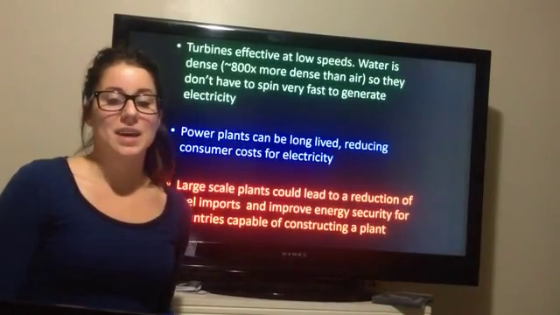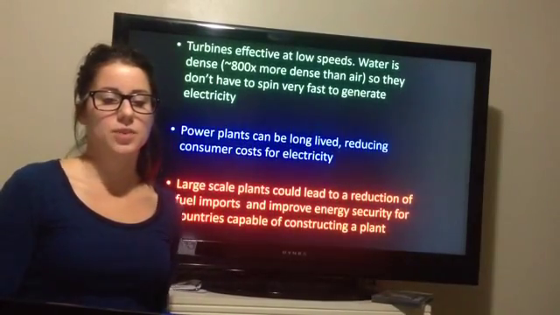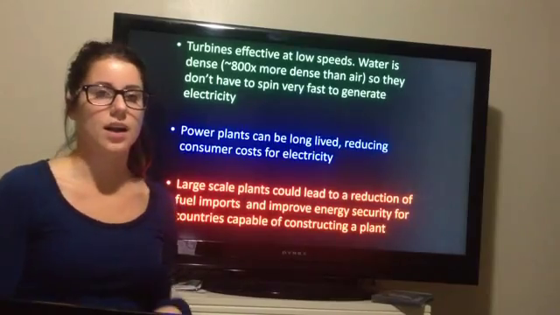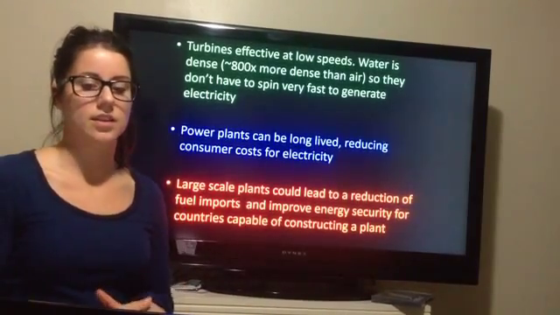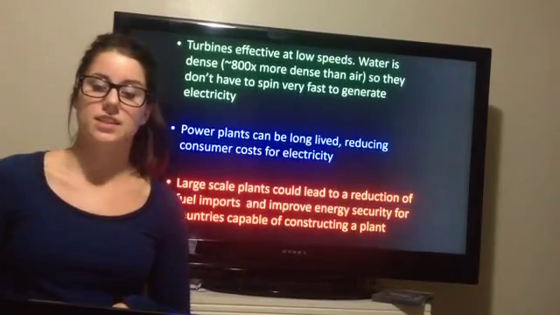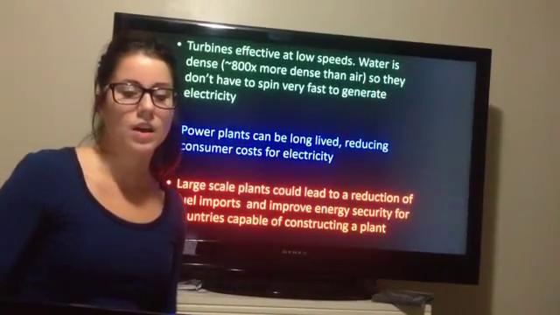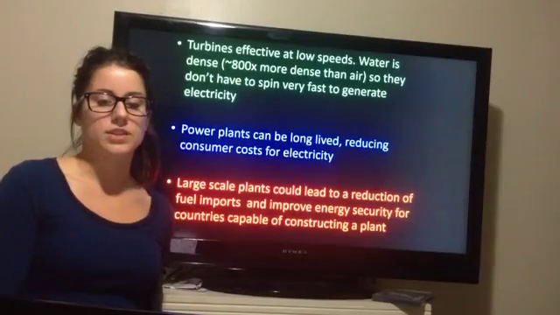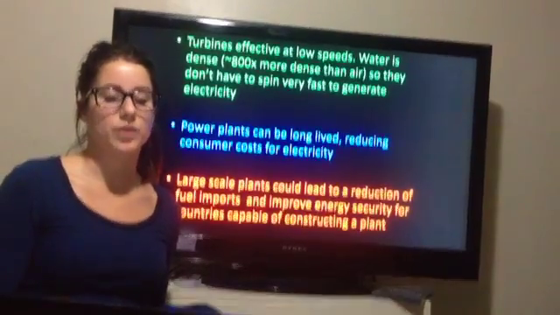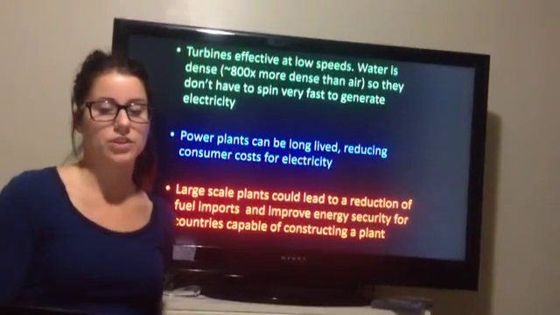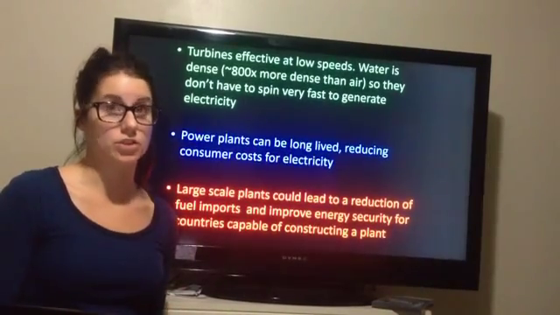Tidal power plants can be long-lived, reducing consumer costs for electricity. For example, the Lawrence plant was opened in 1966 and is still generating electricity today. Large-scale harnessing plants could lead to a reduction of imported fuels, improving energy security for countries capable of constructing plants.